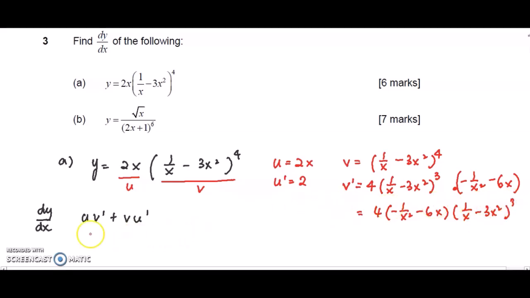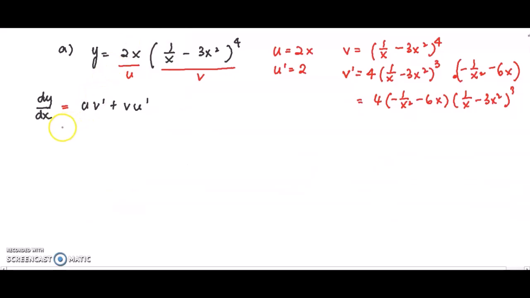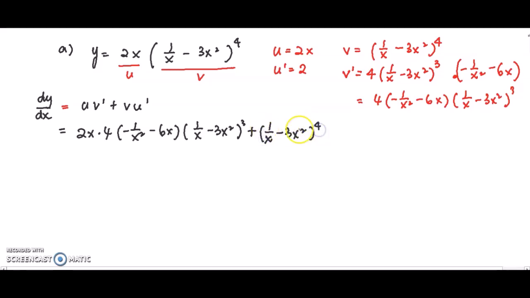After you have this, just put into the formula uv prime plus vu prime. U is your 2x, and v prime is 4 times negative 1 over x squared minus 6x, multiplied by 1 over x minus 3x squared to the power of 3. The whole term is u multiplied by v prime plus v u prime. Put in the u and the v, you have this, and u prime is just 2.